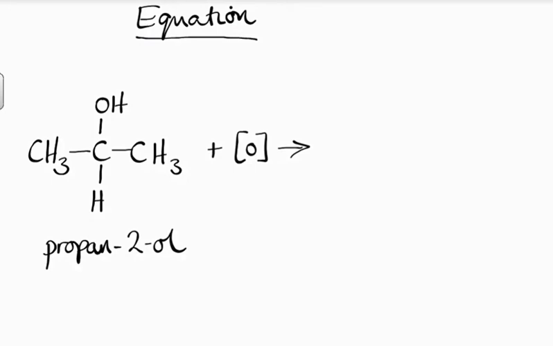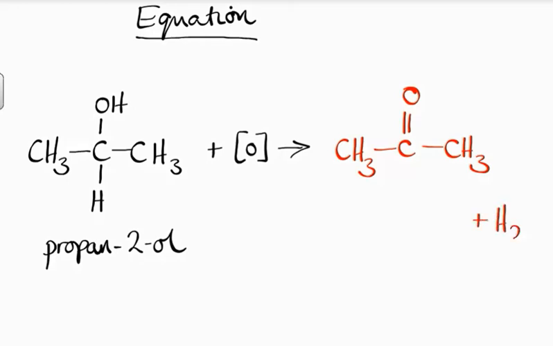So oxidizing propan-2-ol, so that carbon is going to turn into a carbonyl group. Let's have a look. So there's the carbon double bond oxygen, and that's the simplest possible secondary alcohol. So this is the simplest possible ketone, and this ketone, 3 carbons, is known as propanone.